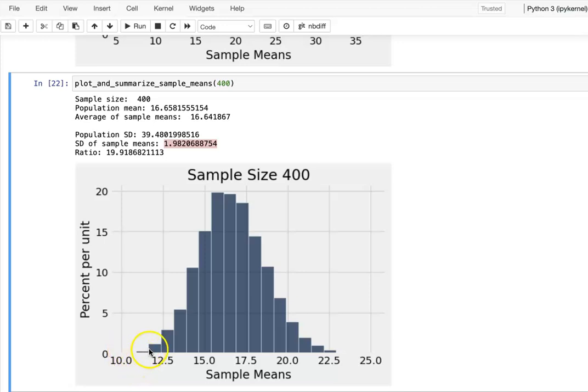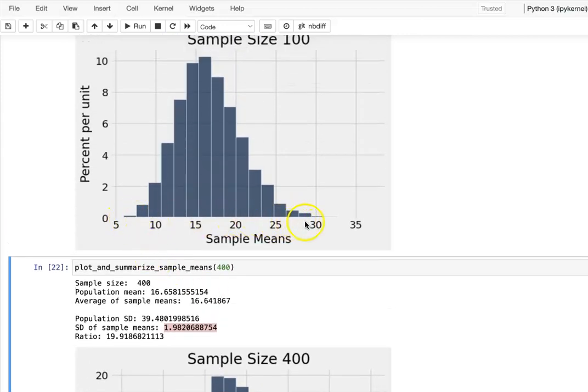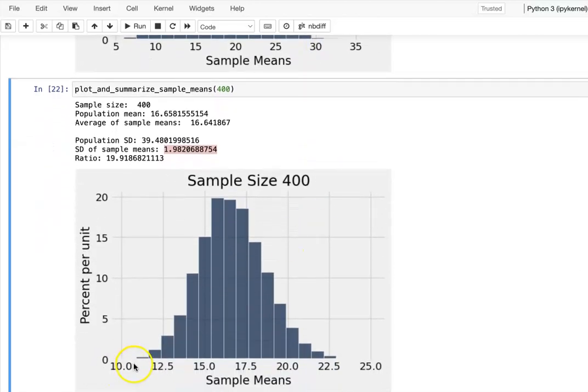Again, we see the distribution for 400 already has the normal distribution curve. Earlier for sample size 100, the interval is about 5 to 30, but for 400 it is about 10 to 22. So the bell becomes narrower as the sample size becomes bigger. Just like we guessed earlier, this affects the standard deviation, because if the bell is narrower, it goes down sharply then smooths out. So the standard deviation is about 2, and we see the ratio is about 20.